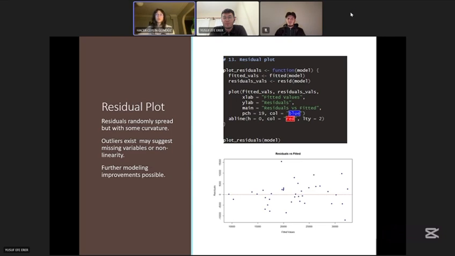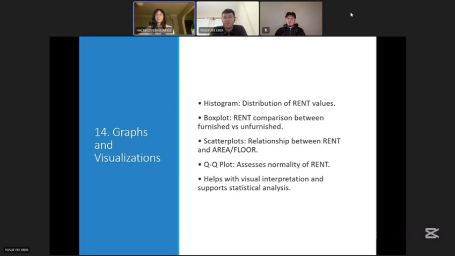In conclusion, our results show that floor level is the most influential factor on rent prices in Abbas Ağa. Factors such as area, room count, and furnishing were not statistically significant.